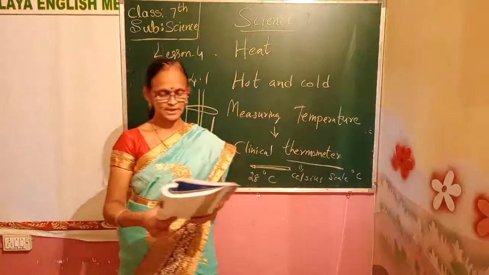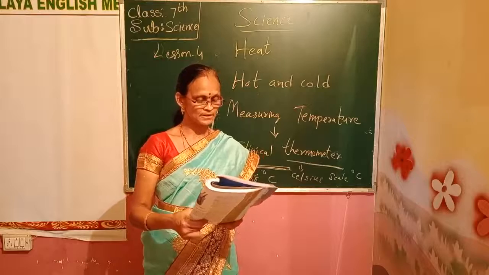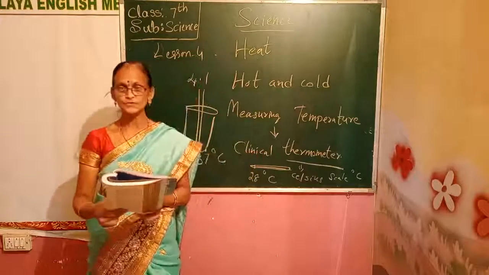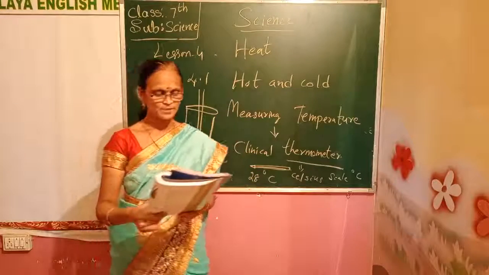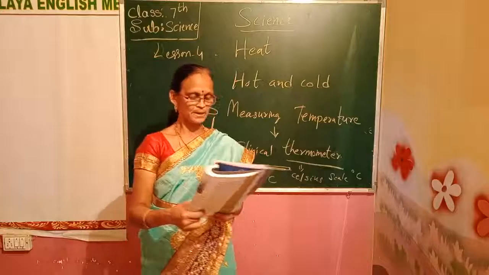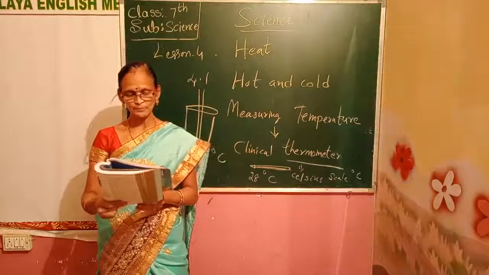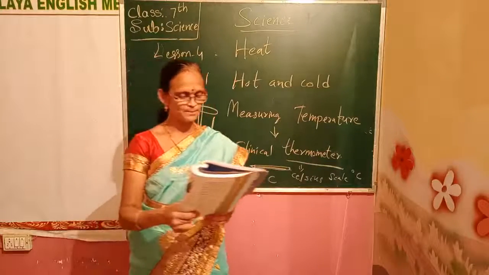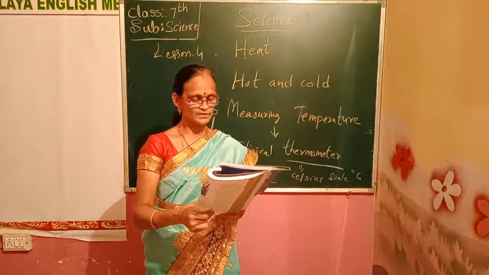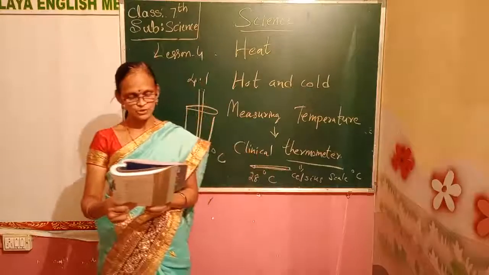Transfer of heat. Next, 4.5 is the transfer of heat. You might have observed that a frying pan becomes hot when kept on a flame. It is because of the heat passed from the flame to the utensil. When the pan is removed from the fire, it slowly cools down.